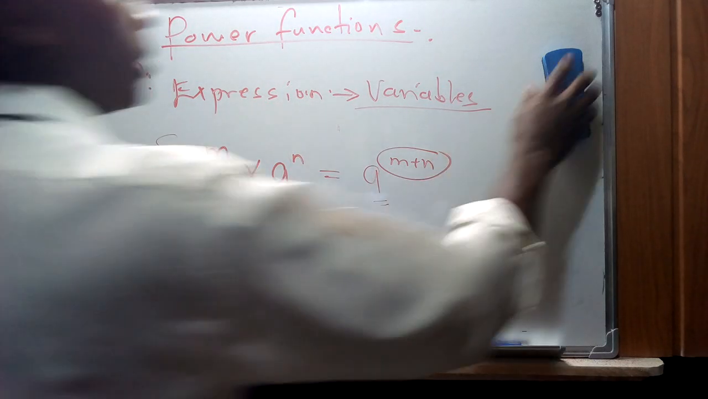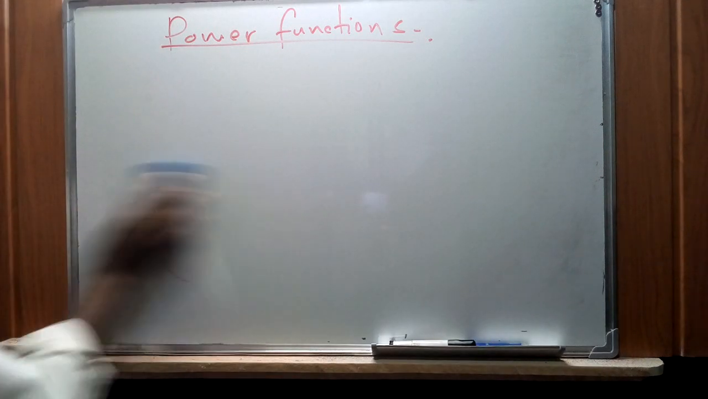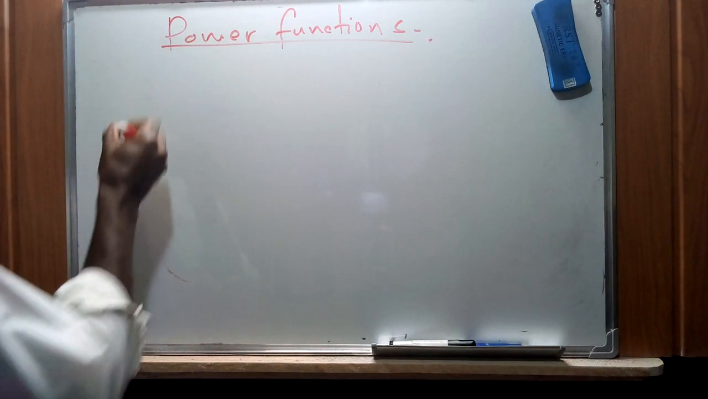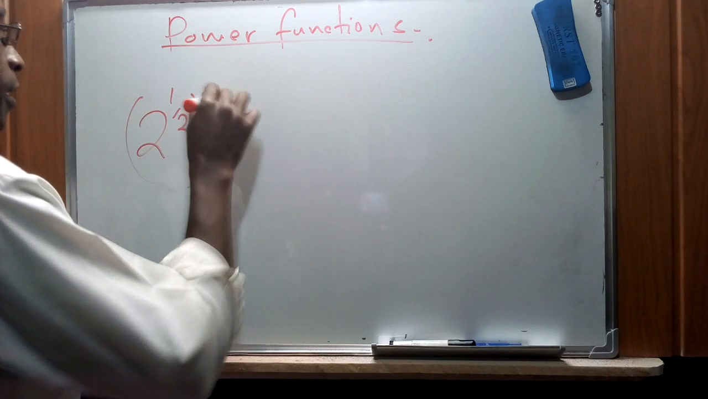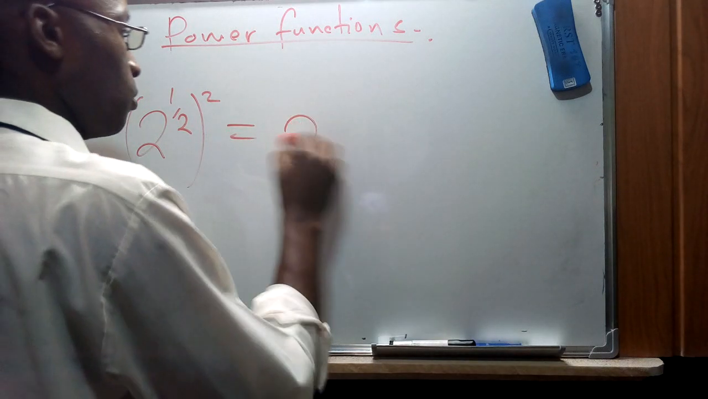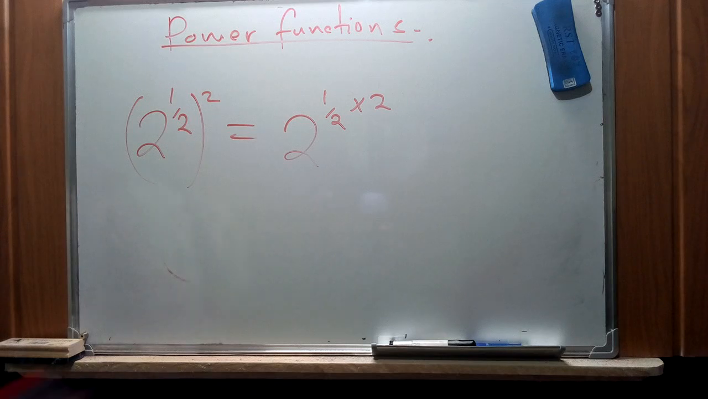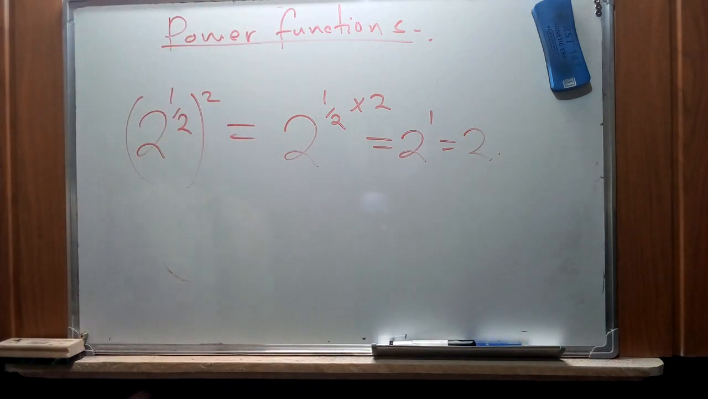So in this case, if we try to look at a sample question to help us understand this concept about the power functions, we can look at a number like 2 raised to a half, squared. Therefore this is going to be expressed as 2 raised to a half times 2, which is going to give us 2 raised to power 1, which is 2.